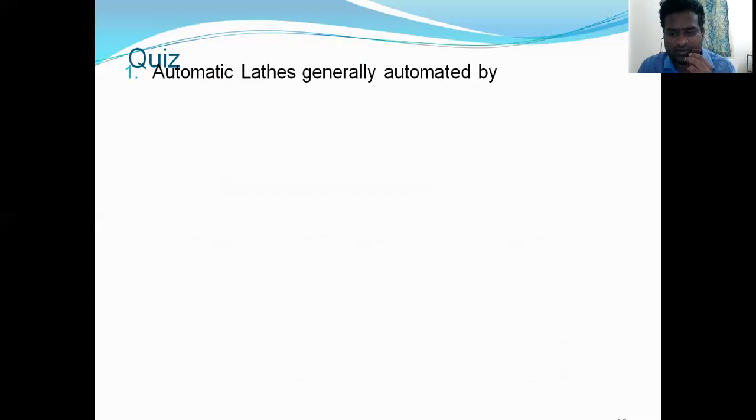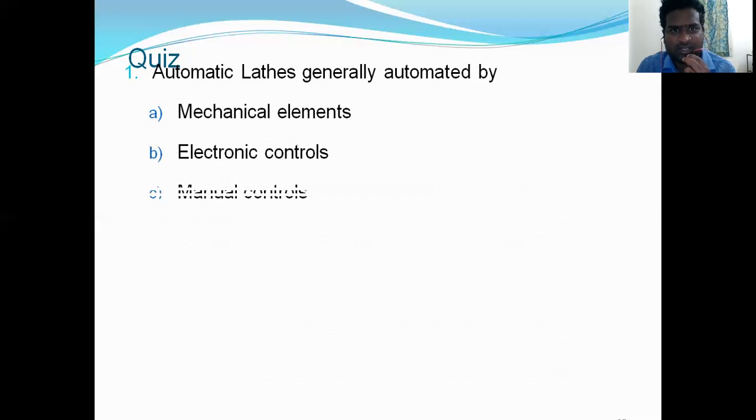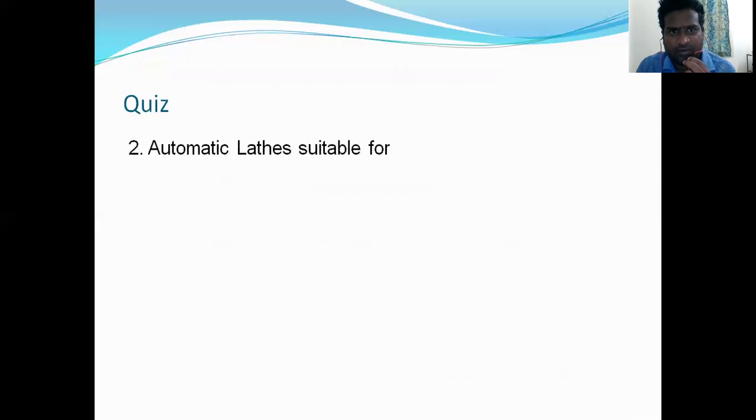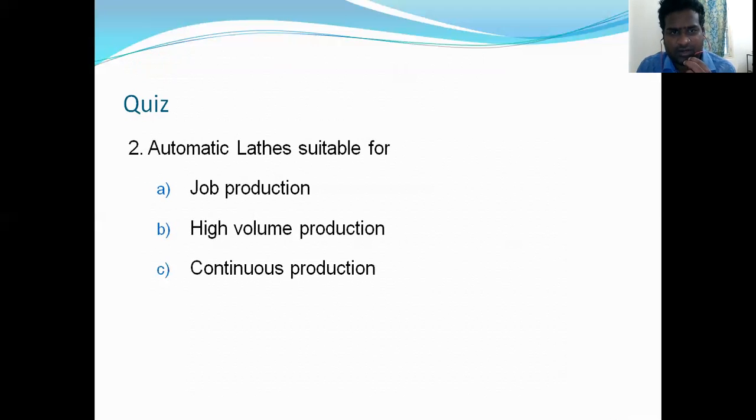Automatic lathes are generally automated by mechanical elements, electronic controls, and manual controls. Mechanical elements are all automatically controlled. Automatic lathes are suitable for job production, high value production, and continuous production. You can simply say that these are suitable for high value production.